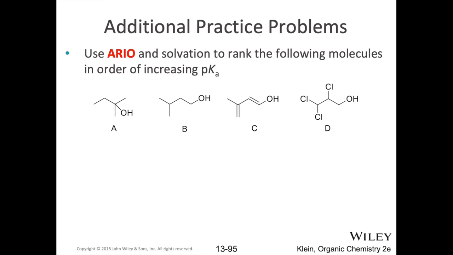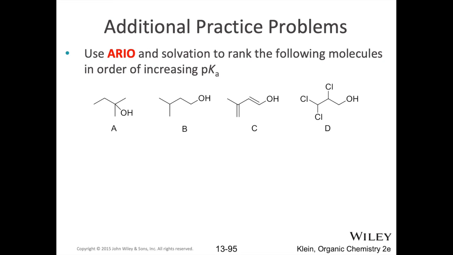Okay, so look next for R. Are there any resonance structures? So do we have a double bond positioned in such a way that that oxygen is in an allylic position? You've probably noticed that in C. Then look for inductive effects. Are there any electronegative atoms nearby? So you probably notice that in D we've got a whole bunch of chlorines nearby.